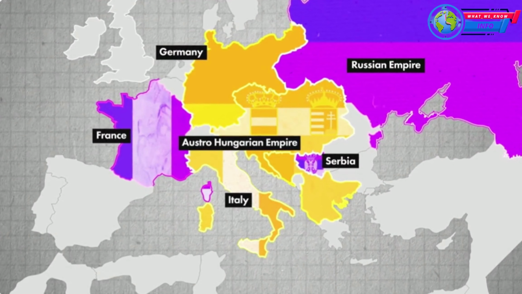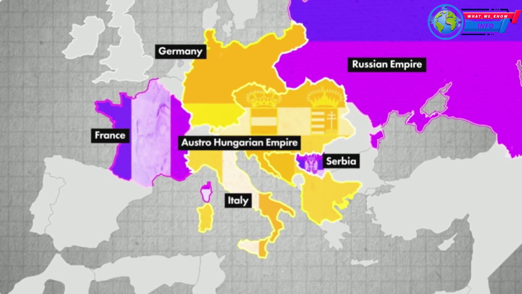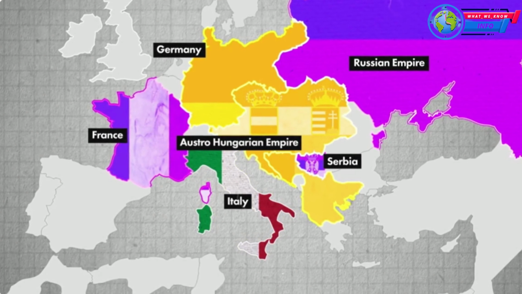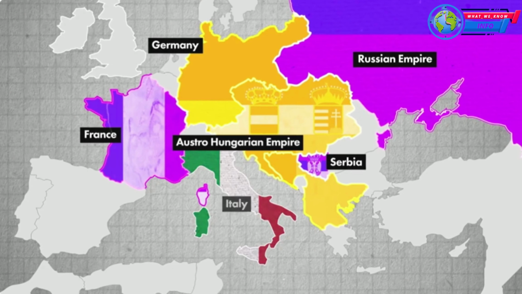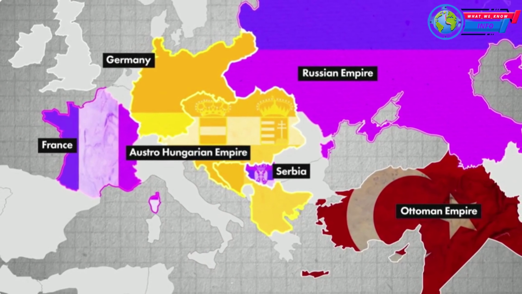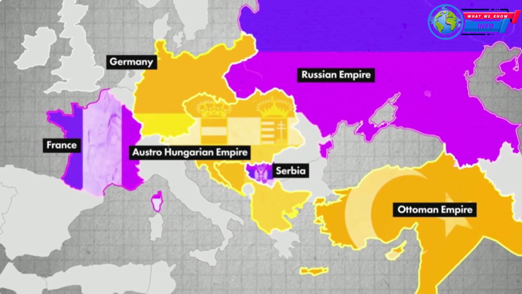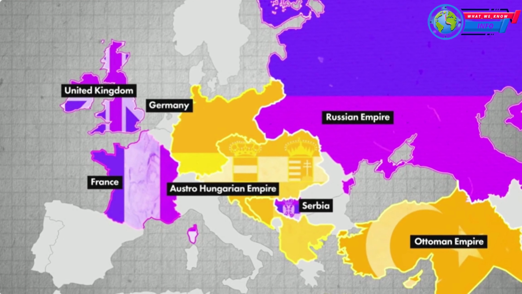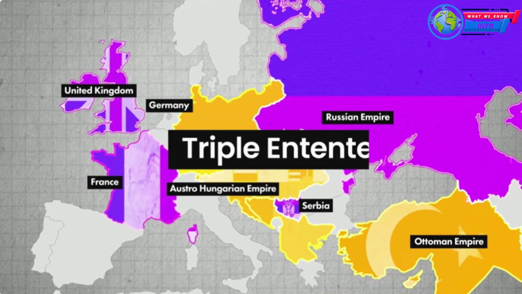Italy, originally an ally of Austria-Hungary and Germany, chose not to help them. Italy said the agreement they had was to defend each other if attacked, but Austria-Hungary and Germany were the ones attacking Serbia. The Ottoman Empire then supported Austria-Hungary because they didn't like Russia. Lastly, the UK got involved because they had an alliance, called the Triple Entente, with Russia and France.